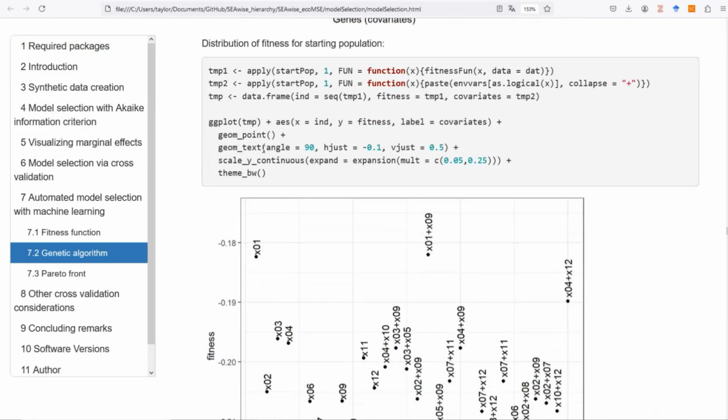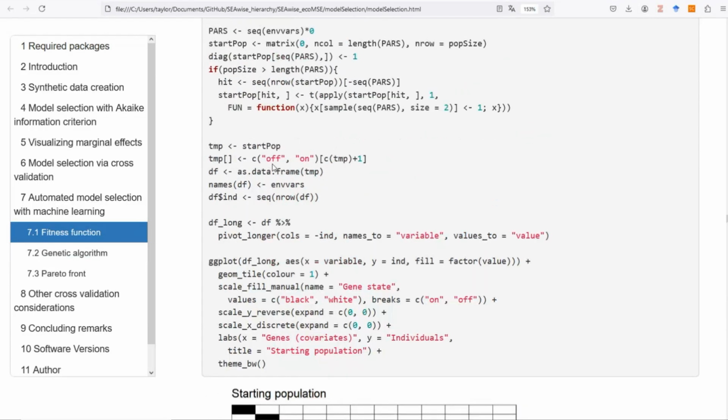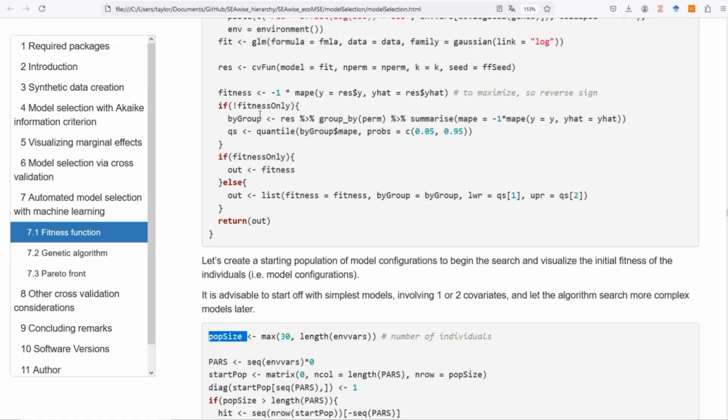And just to visualize what the starting fitness of all these combinations look like, I have this graph here. In this case, we want to technically minimize mean absolute percent error, but for the purposes of fitness, it's going to try to maximize whatever it is. So you just have to multiply this by a negative value in our fitness function to make sure that it's trying to maximize that value.